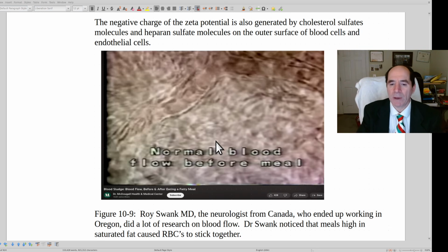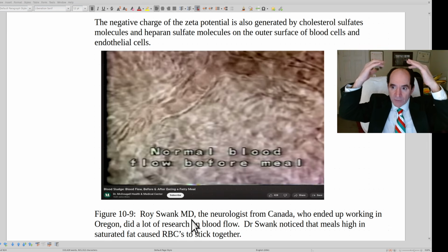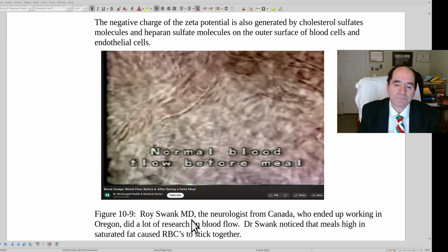I think it was a Peter Quo paper. He's a cardiologist from Philadelphia back in the 1950s and 60s, and he showed a 15 to 20% drop in tissue oxygenation after a high-fat meal. Roy Swank even showed in the hamster brain a 35% drop in oxygen in the brain cells following a high-fat meal. And that's a big deal.